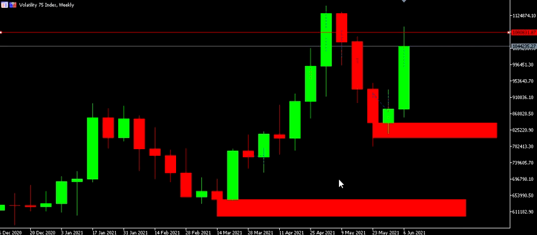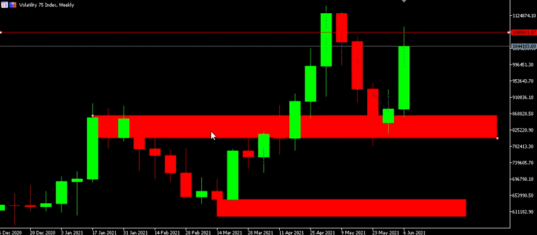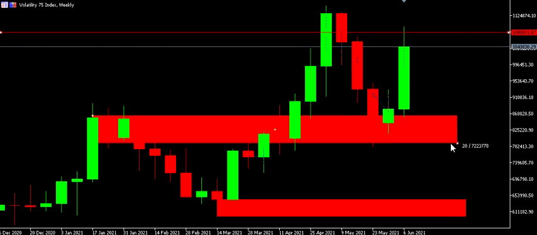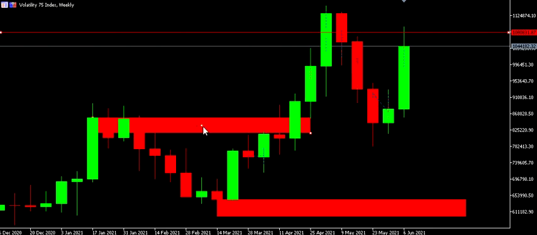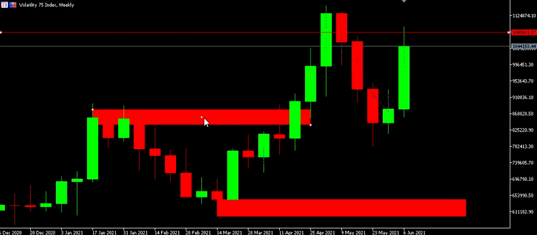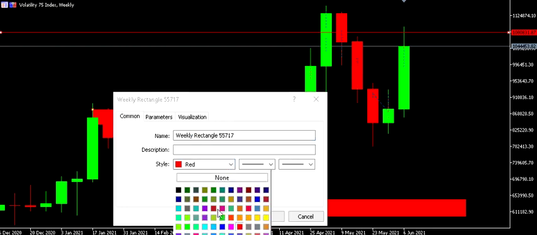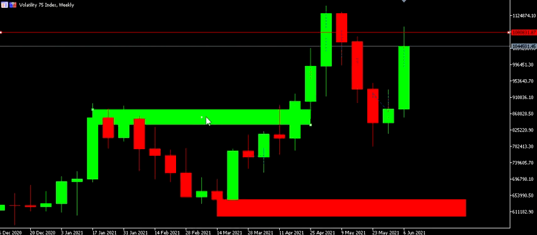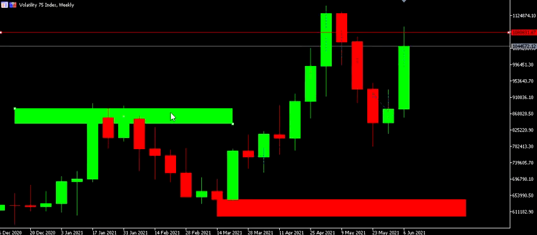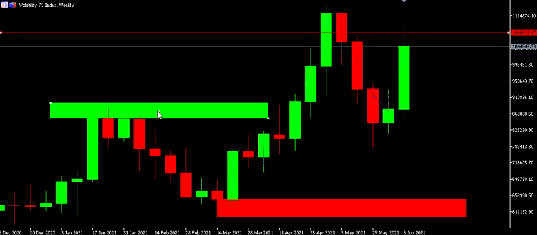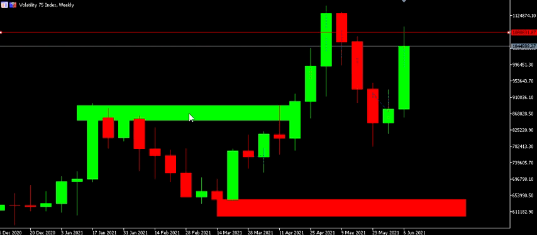Now, this particular low here was a high around here. The low was a high point around here. So this particular zone, let me change the color. We are looking at the weekly time frame. This particular zone was our resistance area. Price got to the resistance area.